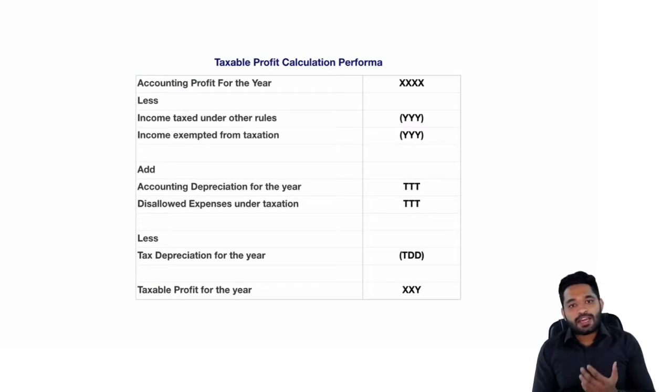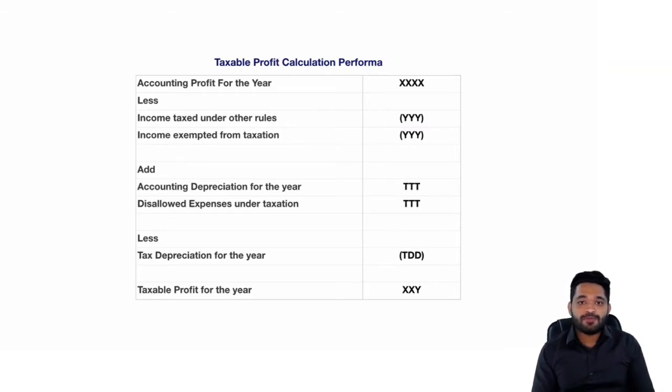Now to calculate the taxable profits, we have a standard proforma given to us. Accounting profit is the profit before taxation, which is you take your operating profit, you reduce your finance cost, and you are there with your profit before tax.